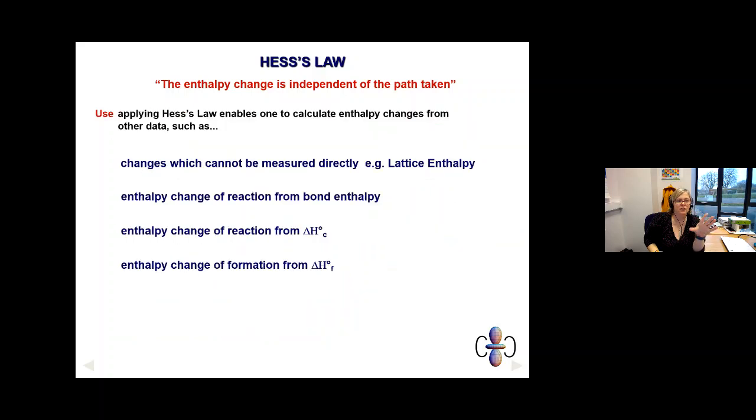So applying Hess's law enables you to calculate things that you might not be able to calculate experimentally. So it allows you to use data such as things you can't measure directly, like lattice enthalpy, enthalpy changes of reaction from bond enthalpies, enthalpy change of reaction, so if you burn something, or enthalpy change of formation. So you can use other supplied information to work out a route or a path that doesn't have to be undertaken itself. So it's a way of getting a sense of a reaction without actually carrying out that reaction itself.